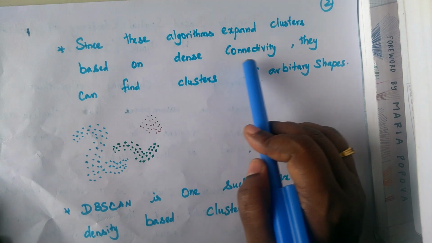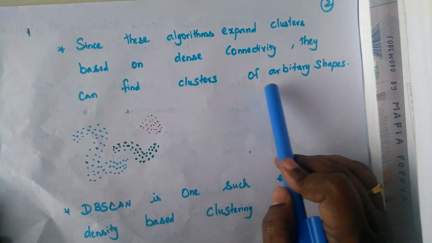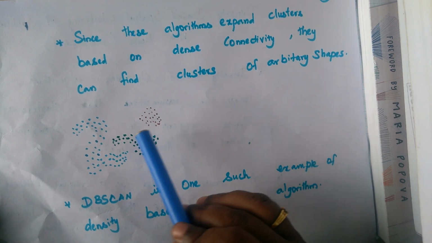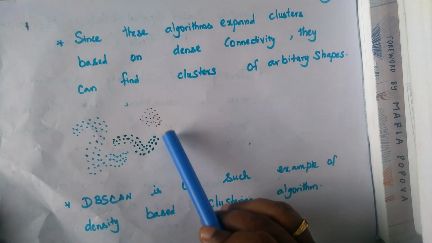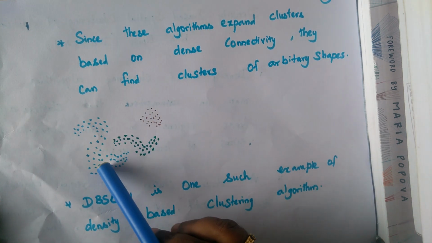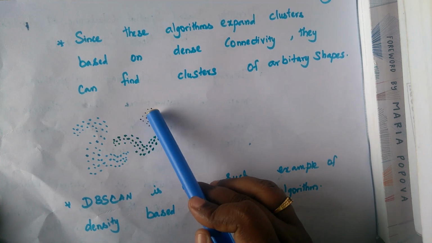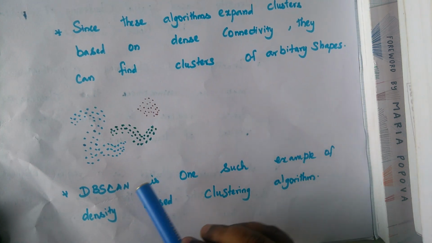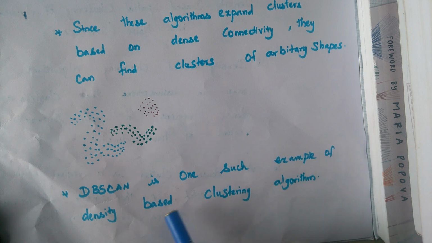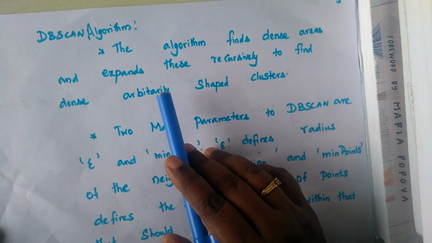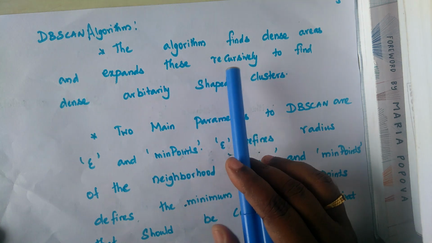When they work this way, they can find clusters of arbitrary shapes. This is an example of arbitrary shaped clusters. These are density connected points. This forms one cluster, this forms another cluster, and this forms another cluster. The DBSCAN algorithm is one such example of a density based clustering algorithm, which we are going to look at today. So let's look into the DBSCAN algorithm.